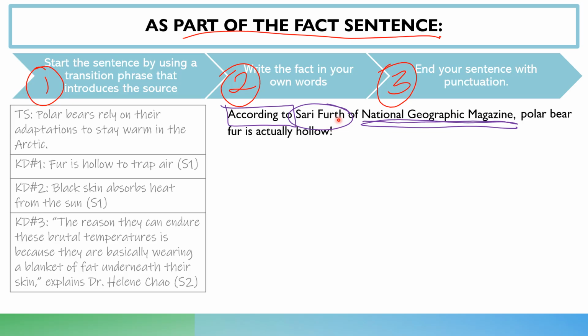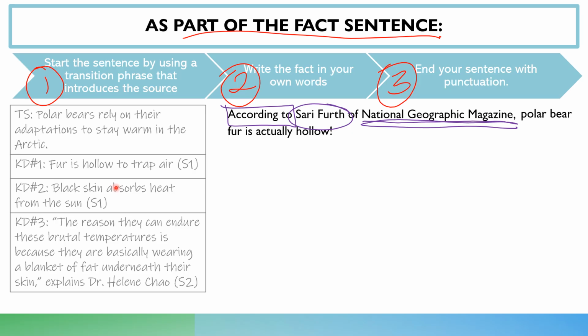Polar bear fur is actually hollow. And then you can see I've already ended with punctuation. So step 1 is my transition phrase and introduce where my fact came from. Step 2 is to put the fact in your own words. And then step 3 is to end with punctuation.